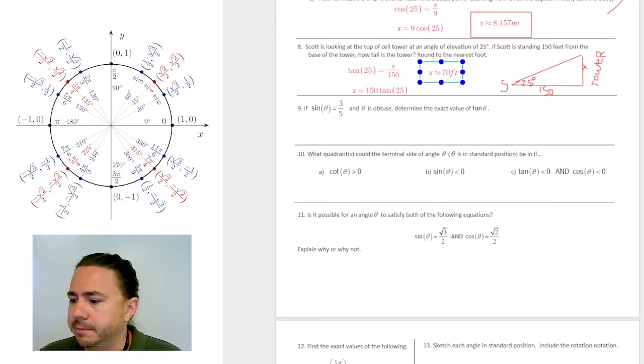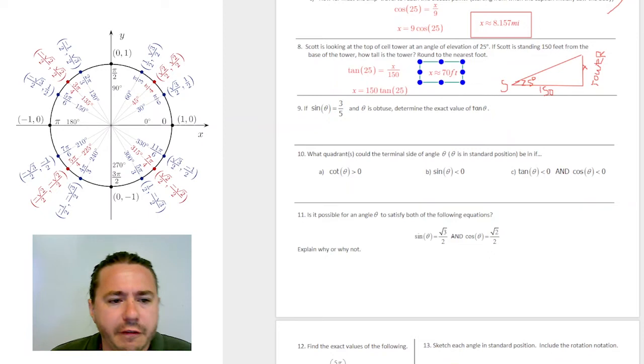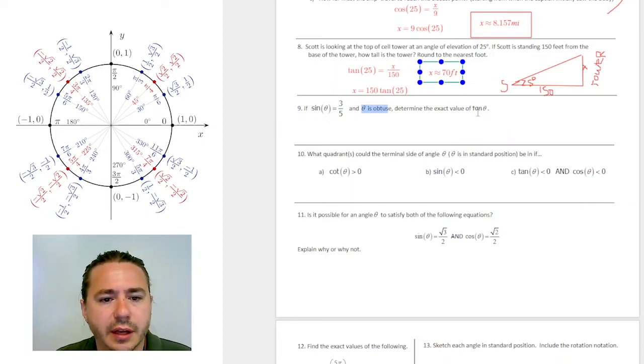We're on number 9. If sine of theta is 3/5 and theta is obtuse. Okay, if it's obtuse, that means it's between 90 and 180. If it's between 90 and 180, we are in quadrant 2. So when I draw my diagram here, I want to have an emphasis on quadrant 2, and my triangle is going to look like this.